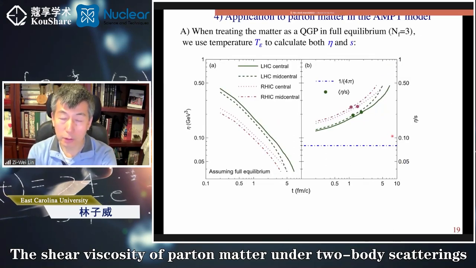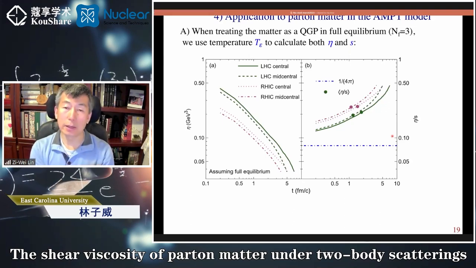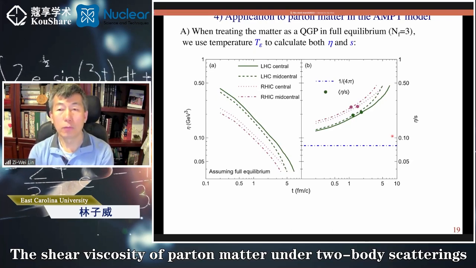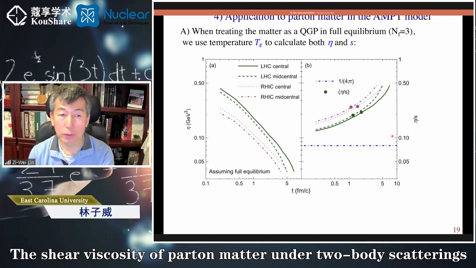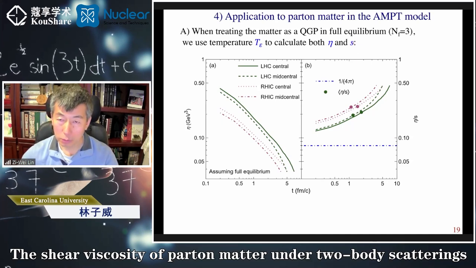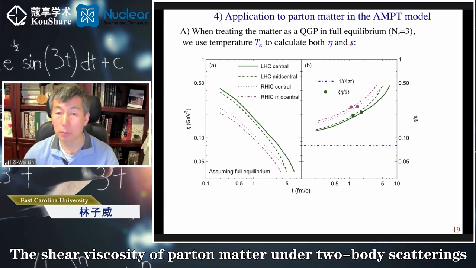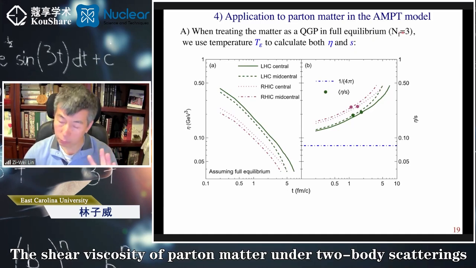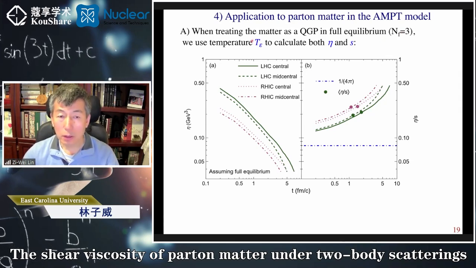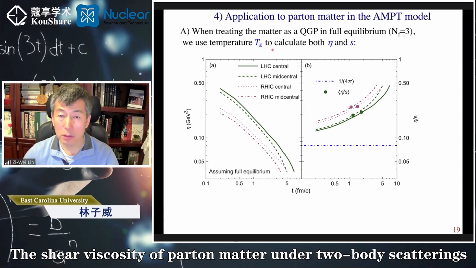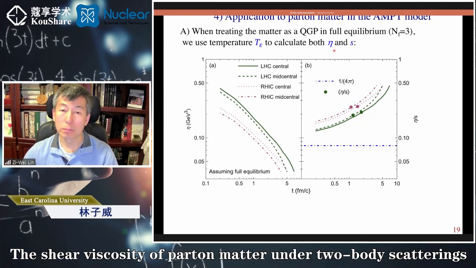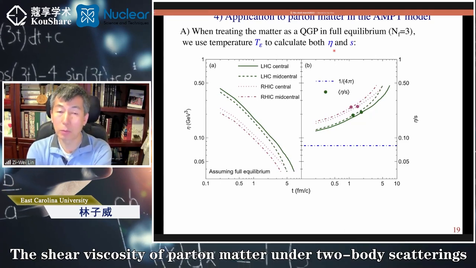And then we can calculate eta over s with the Chapman-Enskog method. First, for simplicity, we consider the parton matter as a quark-gluon plasma in full thermal and chemical equilibrium with three quark flavors. And then we will just use the temperature extracted from the energy density to calculate both the shear viscosity and the entropy density.